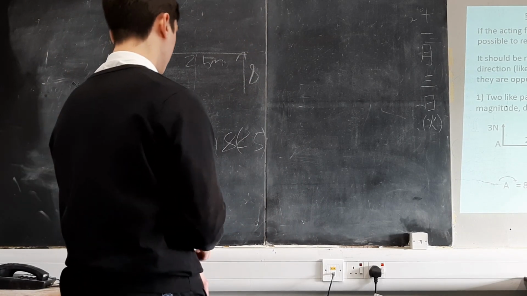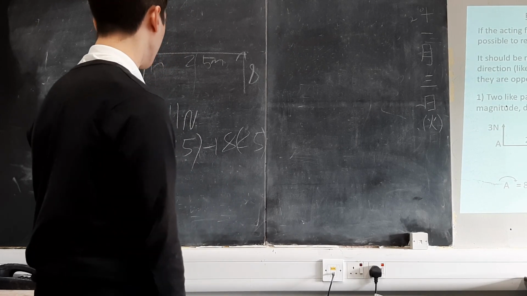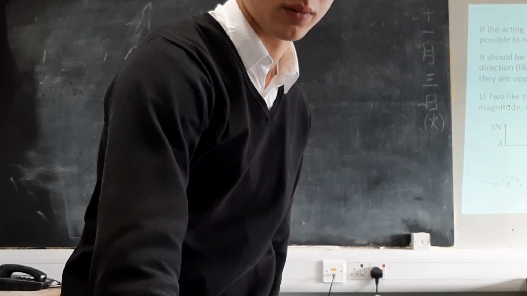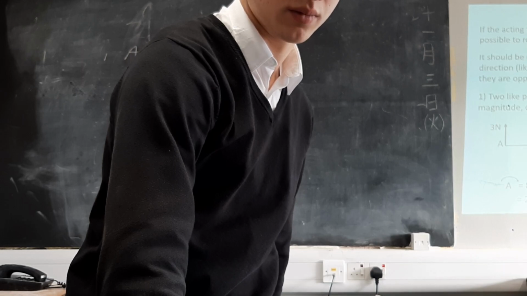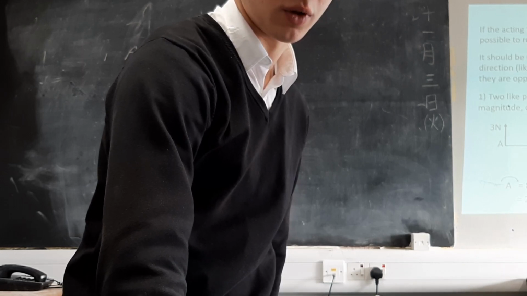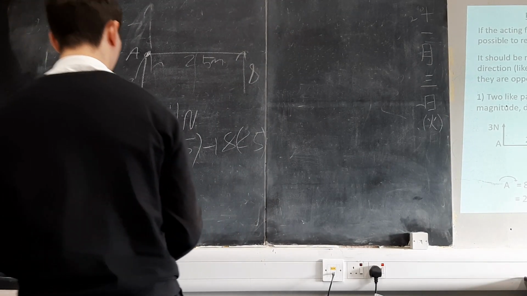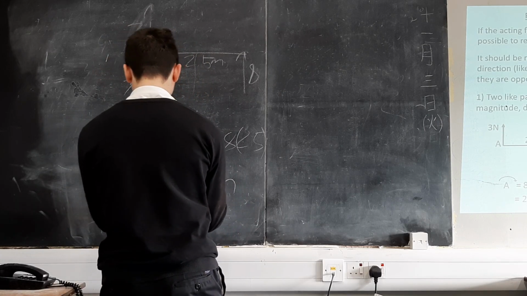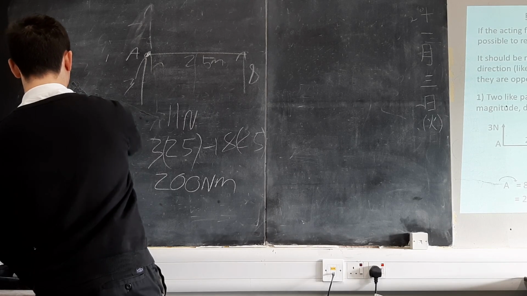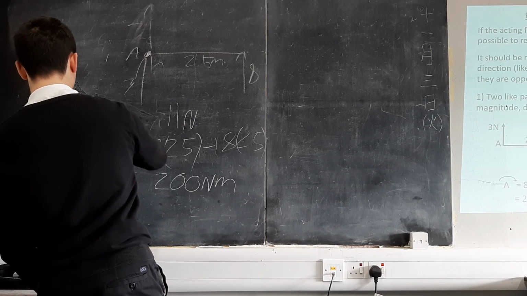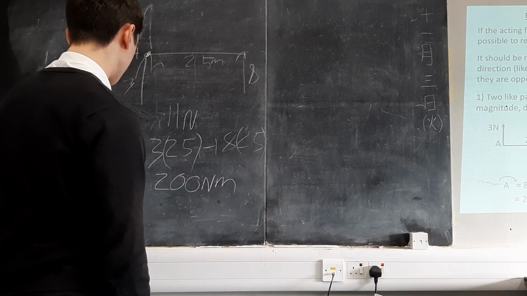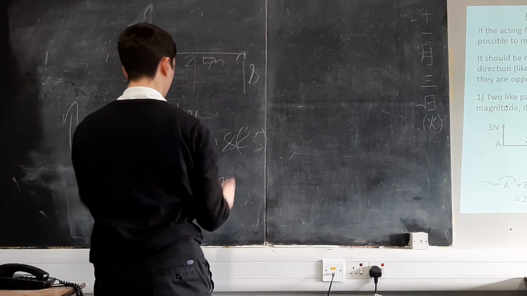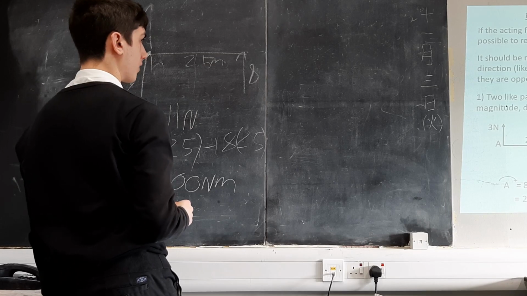200 newtons. Cool. That's anti-clockwise. Indeed, anti-clockwise. Okay, so 200 newton meters is our thing. Because these equal each other, something happens. So yes, we still need to find the distance.